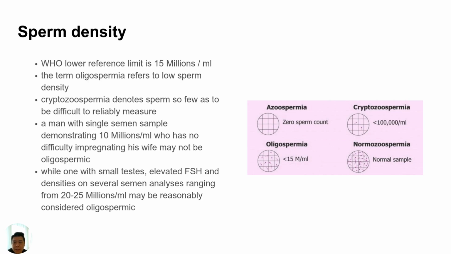So for sperm density, the WHO lower reference limit is 15 million per ml. Any specimen less than this density is termed oligospermia. Cryptozoospermia means sperm is so few as to be difficult to reliably measure. A man with a single semen sample demonstrating 10 million per ml who has no difficulty impregnating his wife may not be oligospermic, while one with small testes, elevated FSH, and density on several semen analyses ranging from 20 to 25 million per ml may be reasonably considered oligospermic.